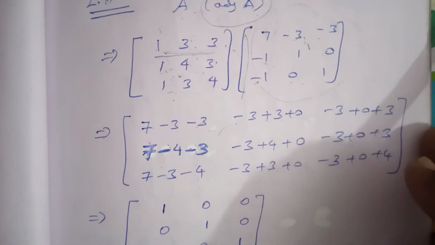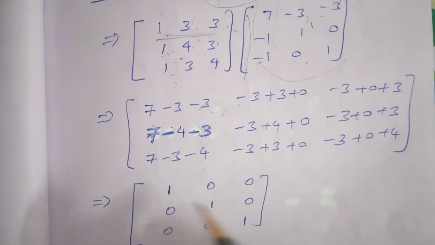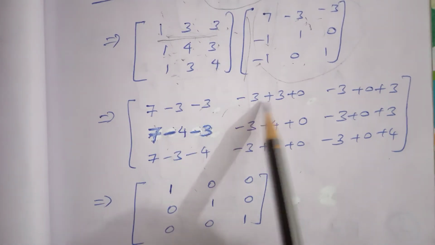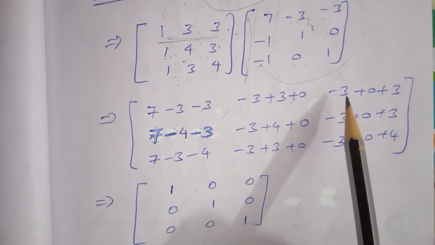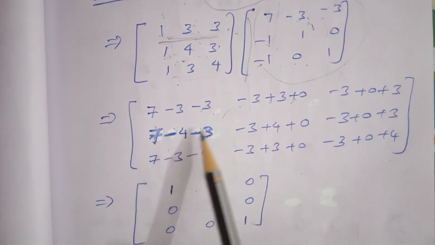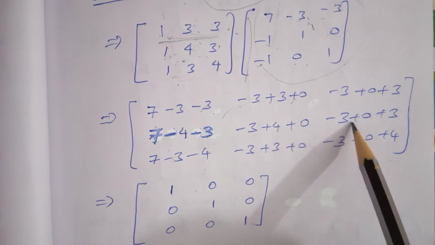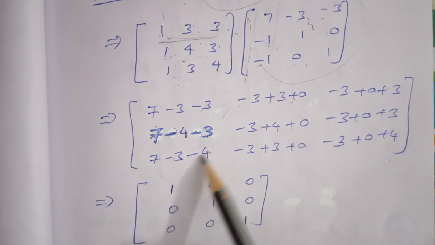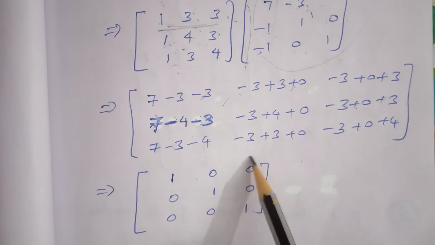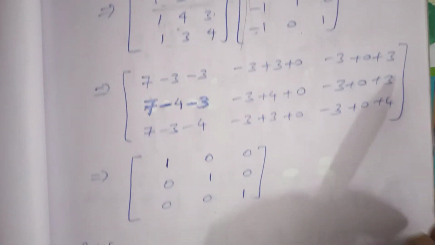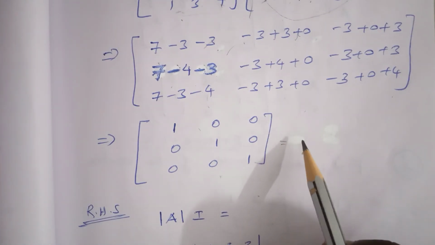So we have to reduce all the values. 7 minus 6 is 1, minus 3 plus 3 is 0, minus 3 plus 3 is 0, 7 minus 7 is 0, minus 3 plus 4 is 1, and this one is 0. Again 7 minus 7 is 0, minus 3 plus 3 is 0, minus 3 plus 4 is 1. So this is the identity matrix.